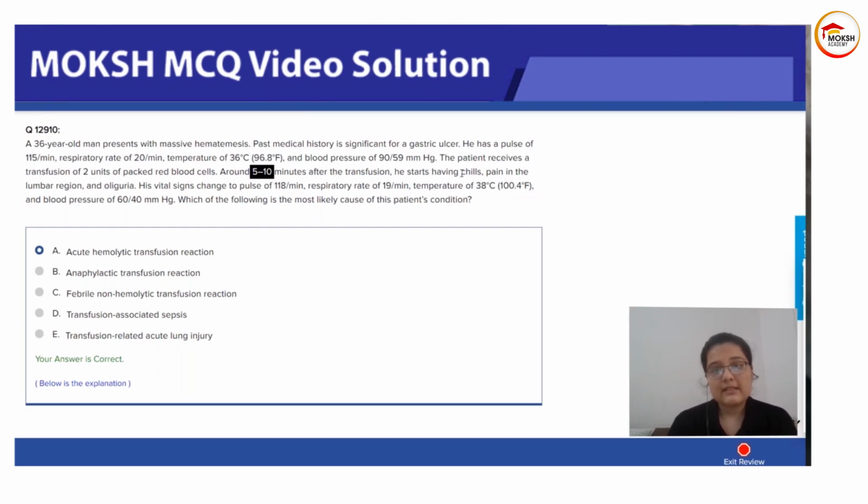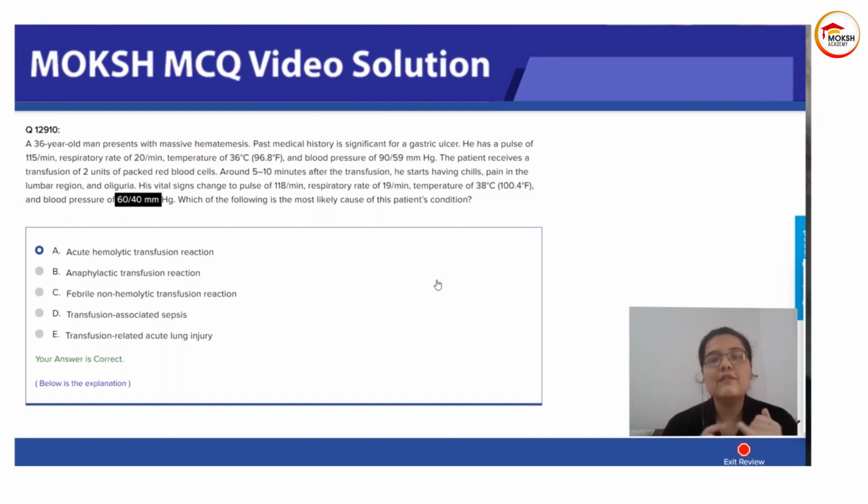Okay. Next, you have to see what were the features. So there was chills, there was pain in the lumbar region, and there was oliguria. His vital signs changed: there was tachycardia, the respiratory rate increased, his temperature increased, and blood pressure went down. Okay, now what is the most likely condition?